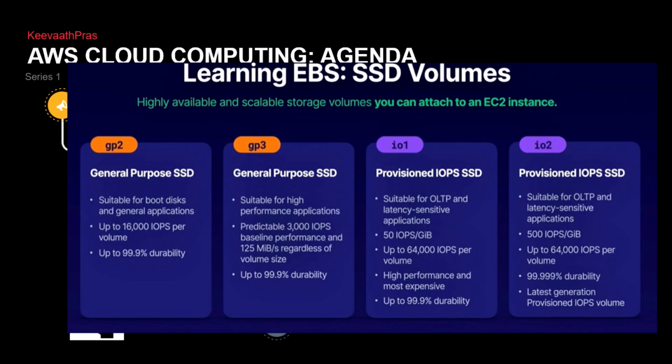So what did we learn? As I've been telling, GP1, GP2, IO1 and IO2. See here, 16,000 IOPS per volume, predictable, and this is for general performance, with durability. Now this is 64,000 per volume. This is for OLTP, online transaction processing, latency sensitive applications. Both are 64,000, and durability is there. High performance and most expensive. This is the latest generation. Keep this in mind.